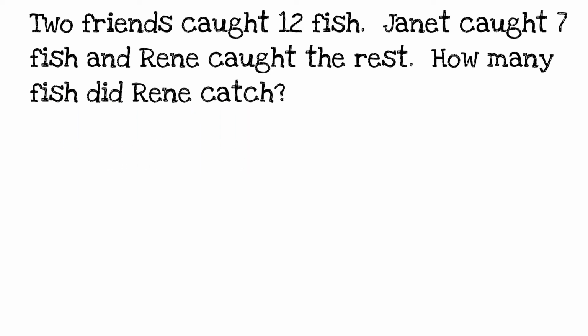All right, so let's look at a few things that we've got here. We've got 12 fish total. So we know how many there were altogether. That's how many they caught, 12. We know that Janet caught 7 fish. And Renee, well, we're not sure yet how many she caught. So how many did Renee catch? We don't know. We need to figure that out.